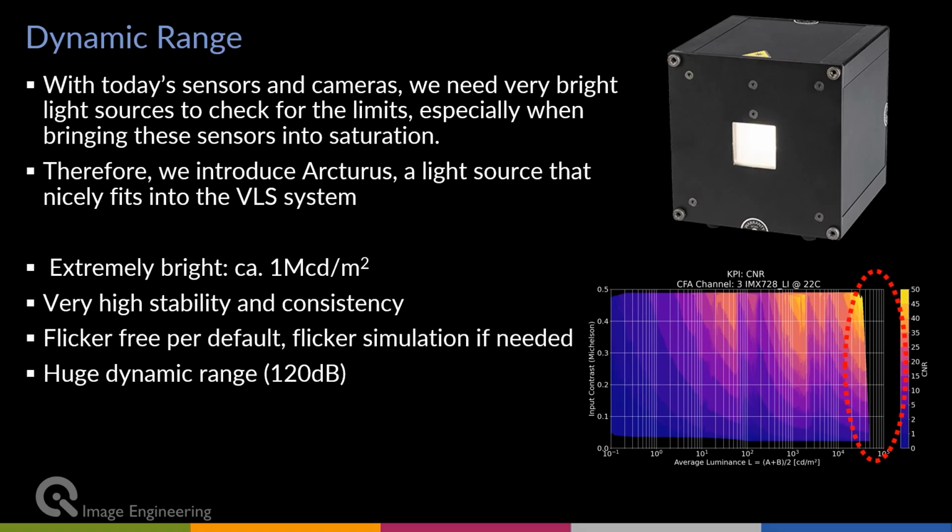So especially, you can combine that with the Vega and the Arcturus, and with that you can scan through a huge dynamic range for imagers and really get into the details throughout the entire range of imaging with your camera.